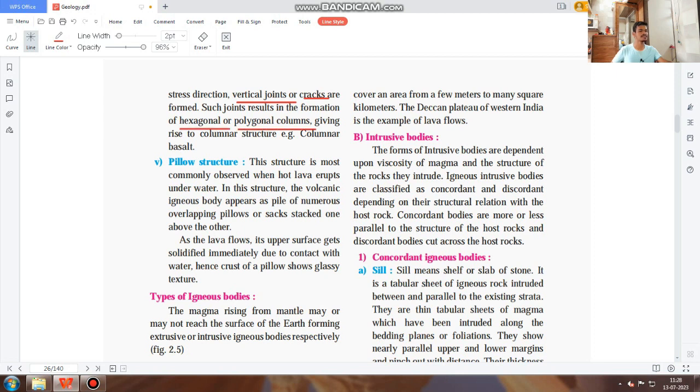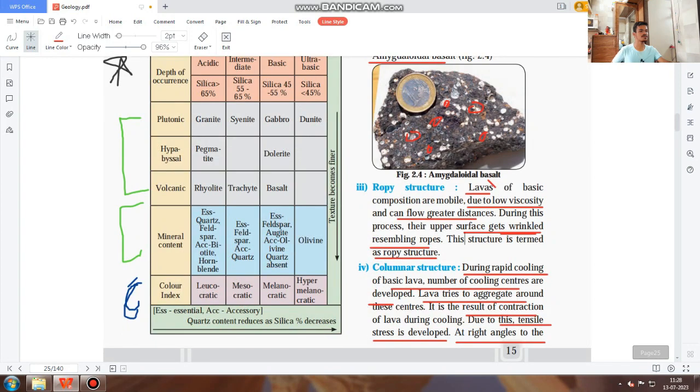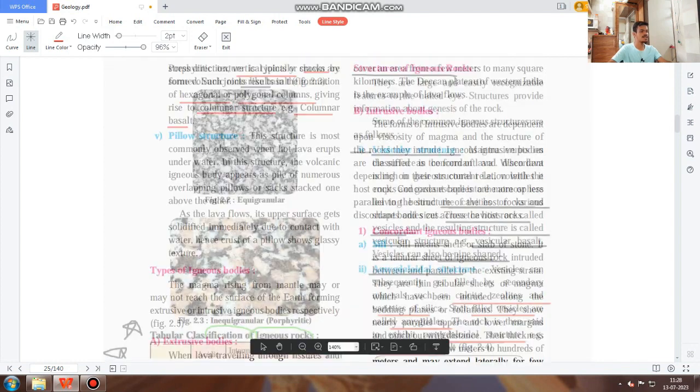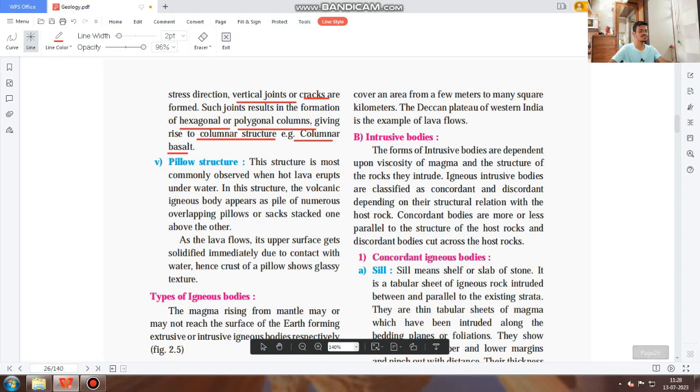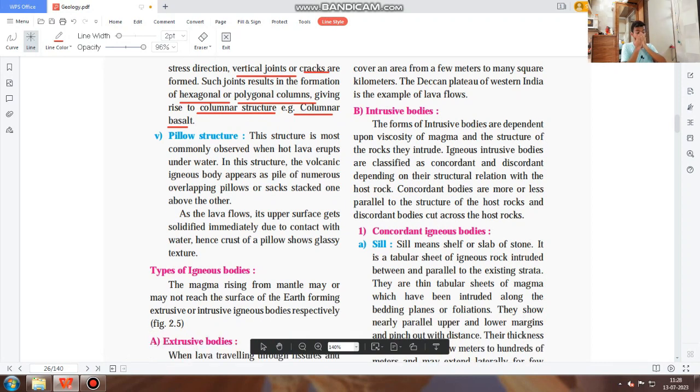At right angles, such vertical joint cracks form. Such joints result in the formation of hexagonal, polygonal, rising columnar structure, columnar basalt. Example is columnar basalt. They have given the picture in the next chapter. So the main description is this only. Rapid cooling, lava tries to aggregate, results of contraction during cooling, and tensile strength is developed, which results in right angle cracking of the rock, forming hexagonal columnar structure.